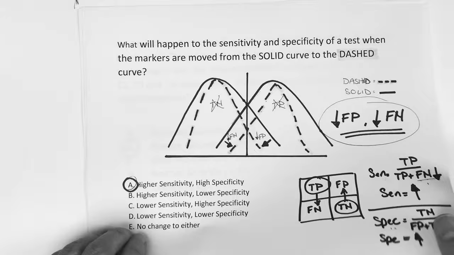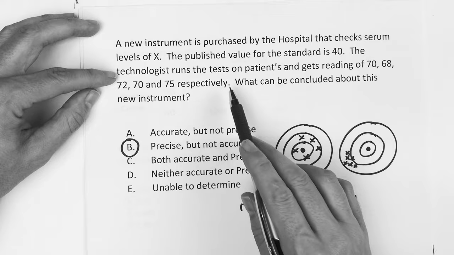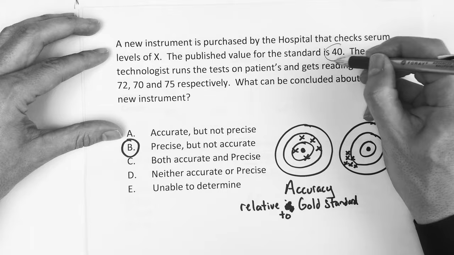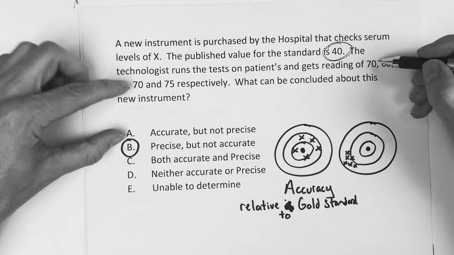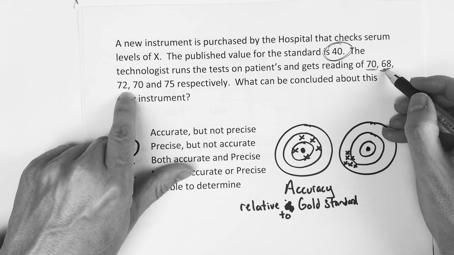New instrument purchased by the hospital that checks serum levels of X. The published value for the standard is 40. The technologist runs the test on a patient and gets the reading of this. What can be concluded? Well, you gotta know where you're shooting. So if the gold standard or the bullseye is 40, but then you're getting 70, 68, 72, 70, 75, you're not hitting the bullseye, but you're over there hitting all close marks together, right?